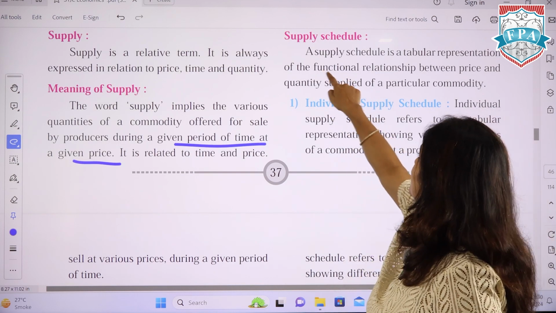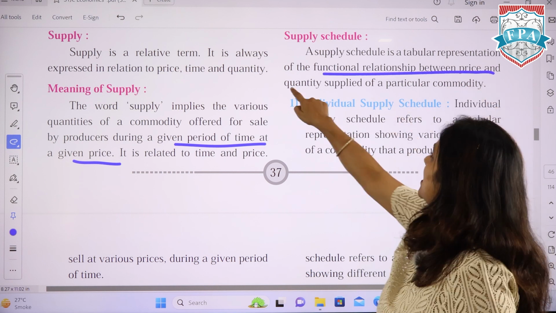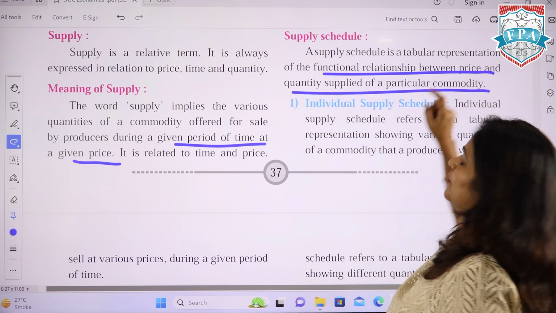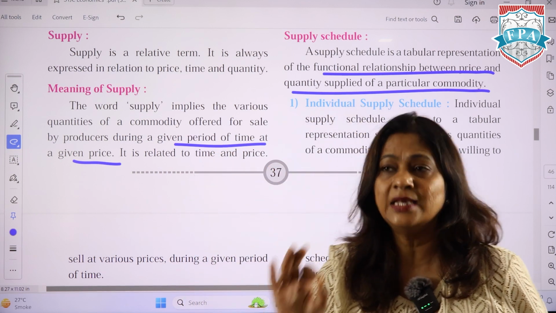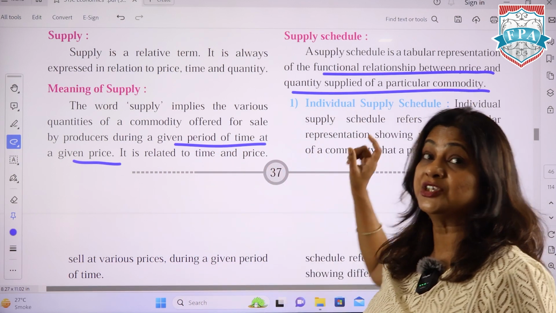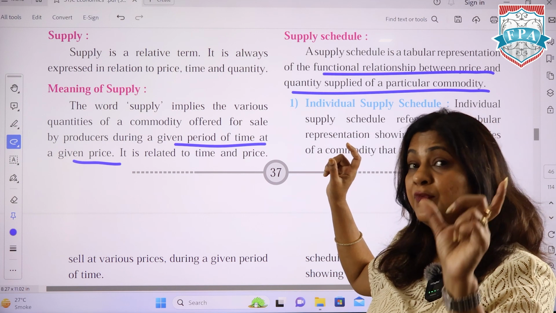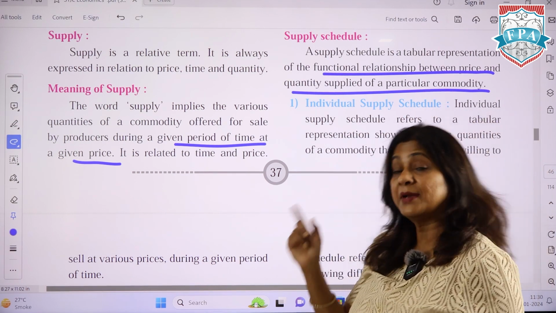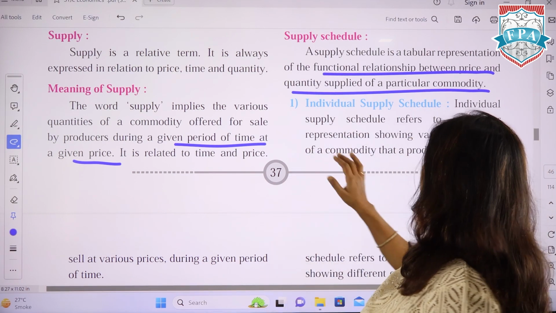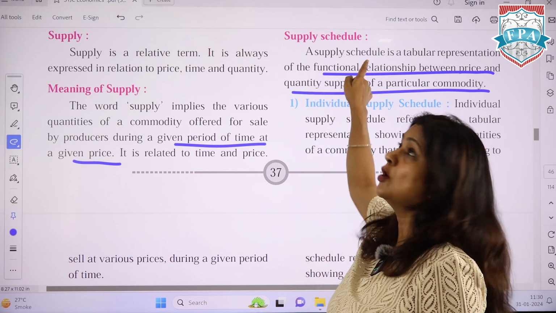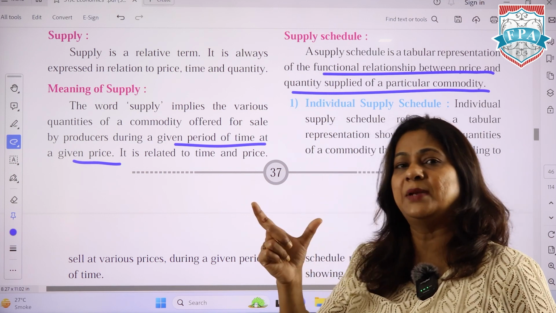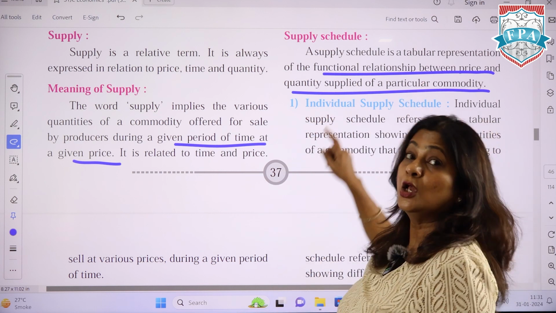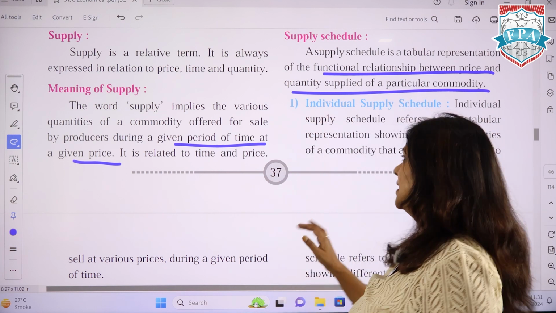Supply is a functional relationship between price and the quantity supplied of a particular commodity. Simple definition of supply, this word functional is very important. It's a functional relationship between price and quantity supplied of a particular commodity. This is not law of supply. This is supply schedule. मैं अगर आपसे सिर्फ supply की definition पूछूं तो ये है. Law of supply पूछूं तो वो भी हमको पढ़ना बाकी है.